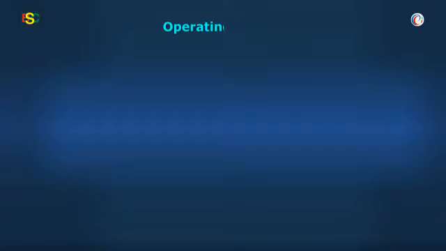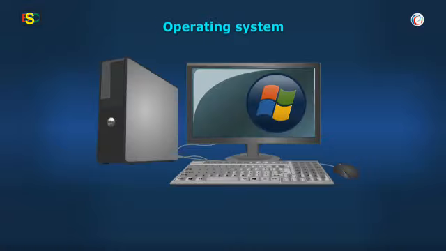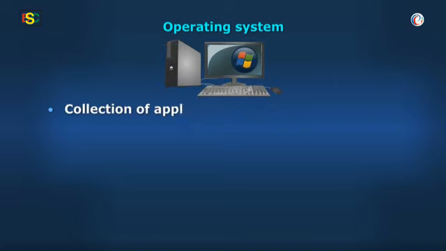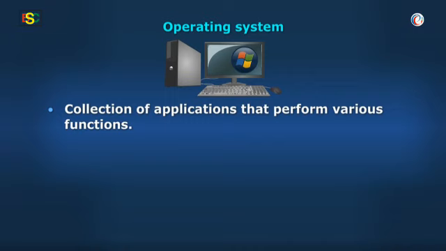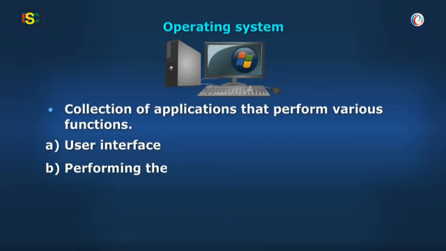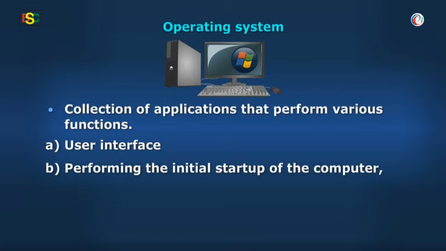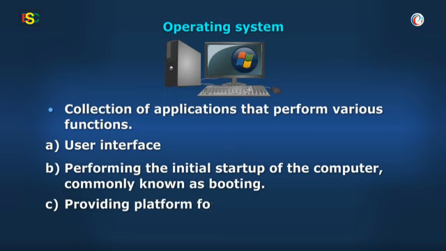Now that we have loaded the operating system in the main memory, let's talk about it. An operating system again is a collection of applications that perform various functions. The most important of these are providing a user interface for the user to interact with the hardware, performing the initial startup of the computer, commonly known as booting, and providing a platform for the application software to run.